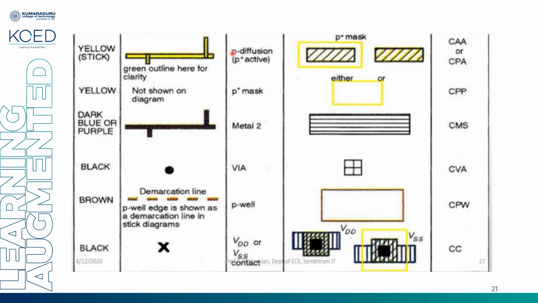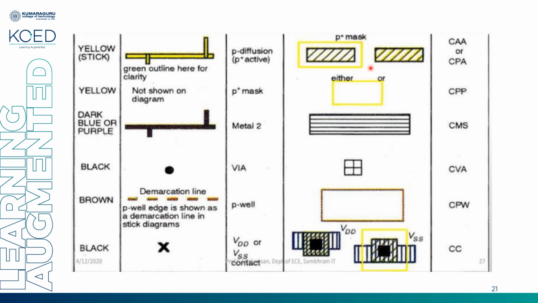Now you can see P diffusion. Just as N diffusion is the N plus source and drain, similarly for PMOS there is the P plus source and drain, P diffusion. P diffusion will be represented with the yellow color stick with green outline. Similarly, rectangular blocks are used for your layout. So the P plus mask will be used.